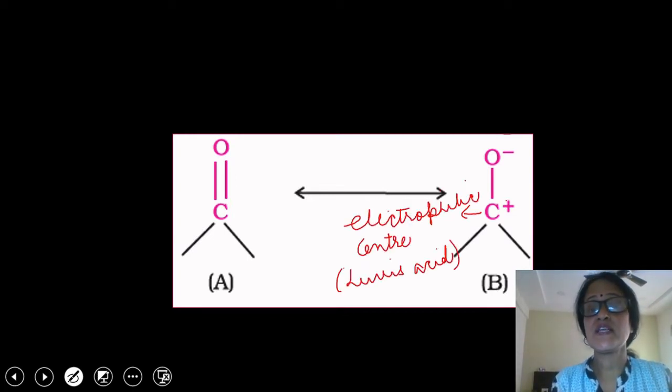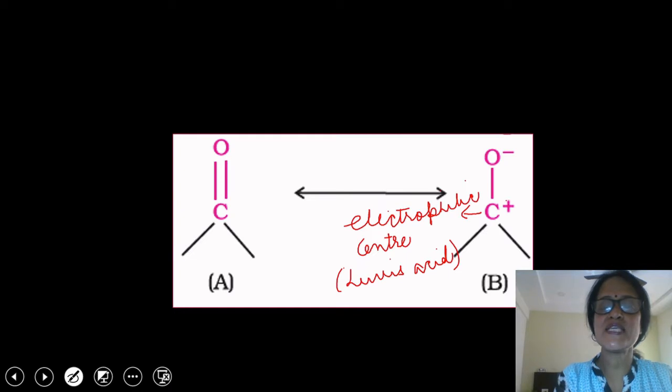Why is it acting as an electrophilic center? You can simply understand because the meaning of electrophile is electron loving. As the carbon atom has acquired positive charge, definitely it is in search of electrons which have negative charge.